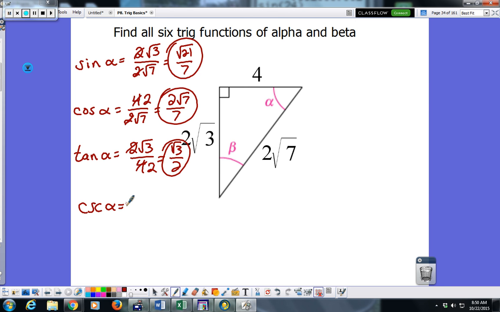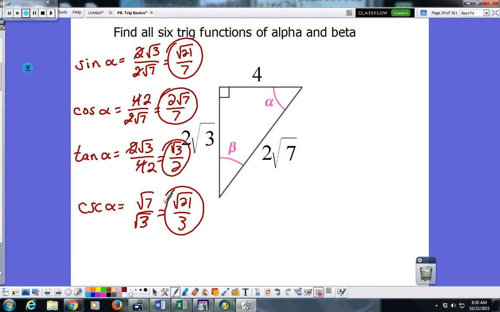Cosecant is the reciprocal of this. So really all you've got to do is just flip this. But even better than that, I'd go back and flip it here, and I'll show you why in just a second. You had before 2 root 3 over 2 root 7. Now you'll have 2 root 7 over 2 root 3, which we already know the 2's will cancel. So that'd be root 7 over root 3. Multiply top and bottom by root 3, root 21 over 3. And you could go back over here and just go through the process again. Again, cosecant, hypotenuse over opposite.